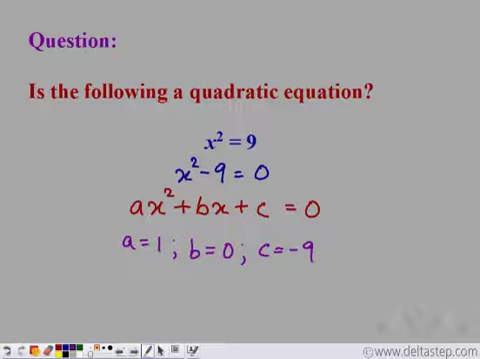So we have compared this to the general form of a quadratic equation. And hence, we can say that this is a quadratic equation. So yes, this is a quadratic equation.